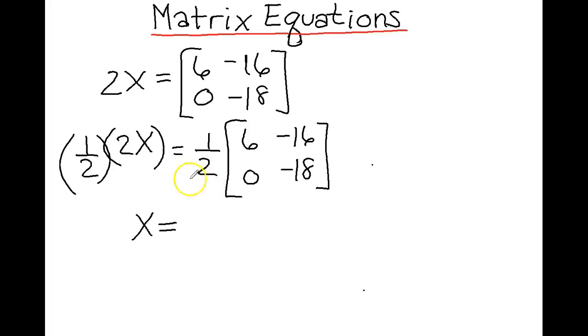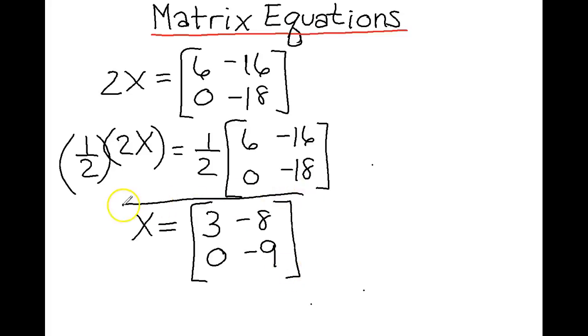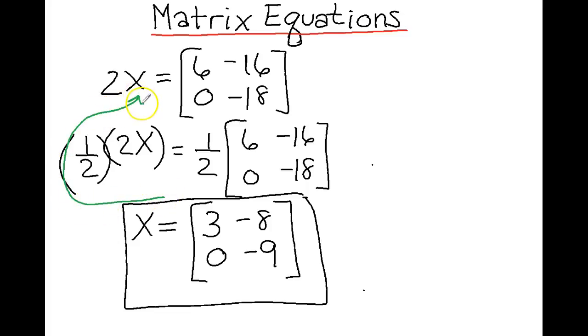Remember, this is on the right-hand side. This 1/2 is scalar multiplication, so I'm going to scale every element in this matrix by a half, and I'm going to get 3, -8, 0, -9. So our matrix X equals 3, -8, 0, -9. If we need to check it, we can plug this matrix back into our original equation. You can see we could plug that right back in here, multiply every element by 2, and we should get the matrix 6, -16, 0, -18.